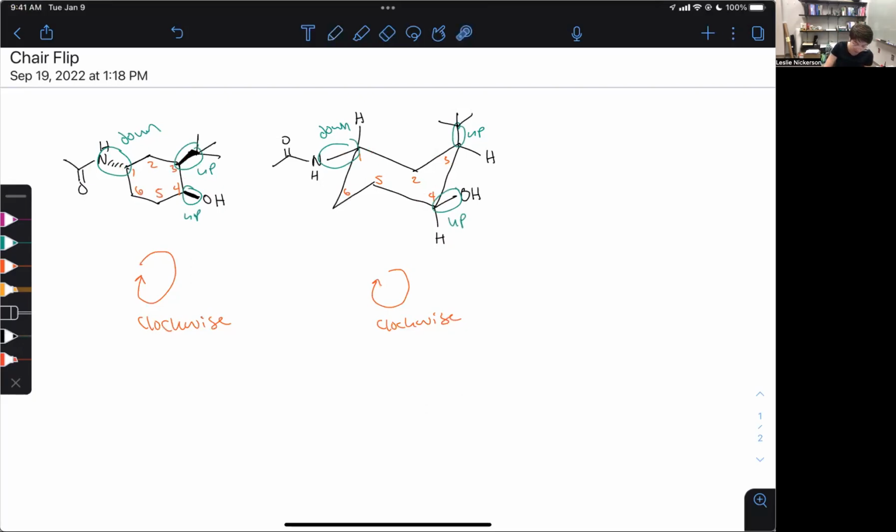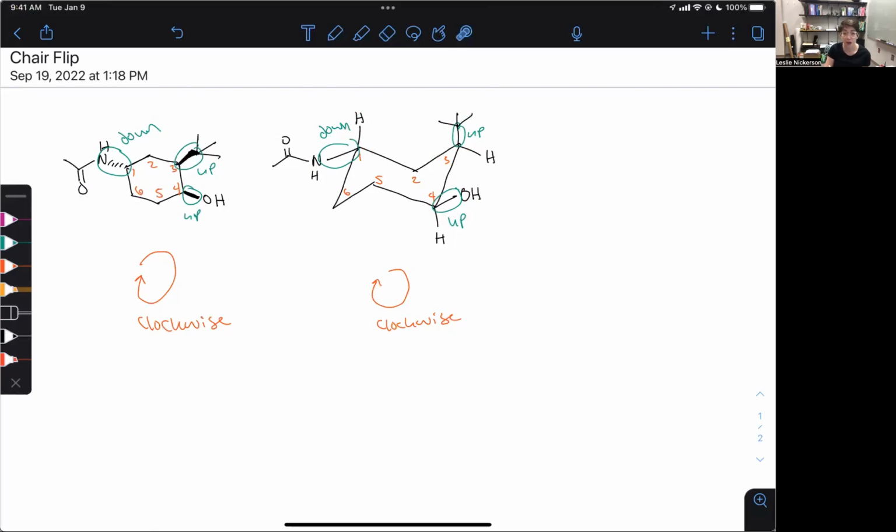Keep in mind that I go from amide to tert-butyl to OH, amide, tert-butyl, OH. So everything is the same here. All of the wedge and dash information that I have is now put into these axial, equatorial, up, down methods of communicating, I guess. This is just a 3D perspective drawing, basically.